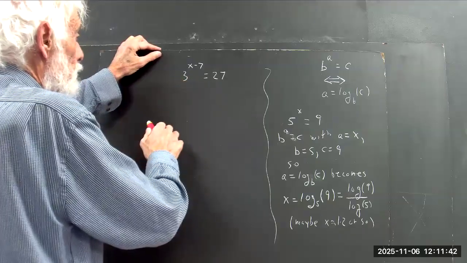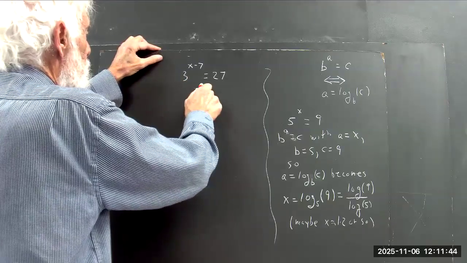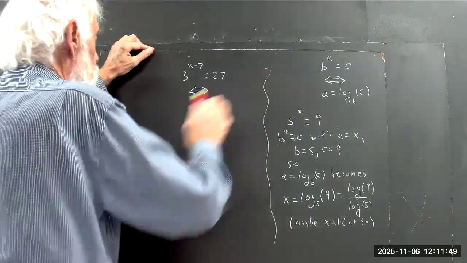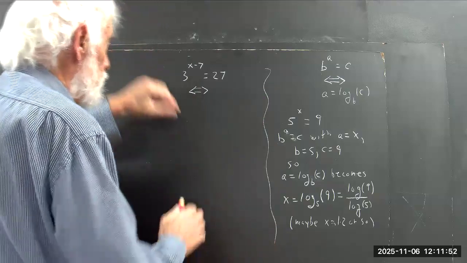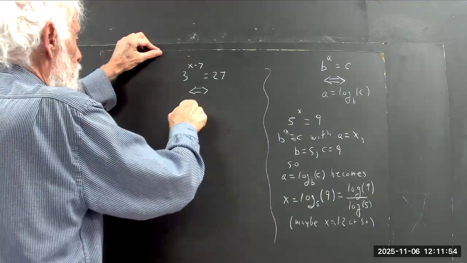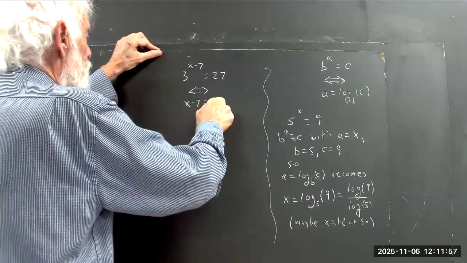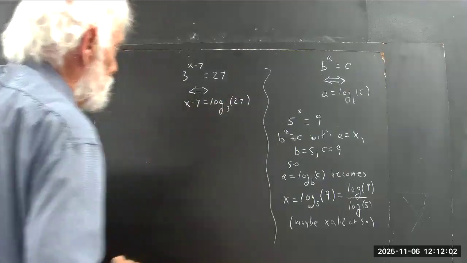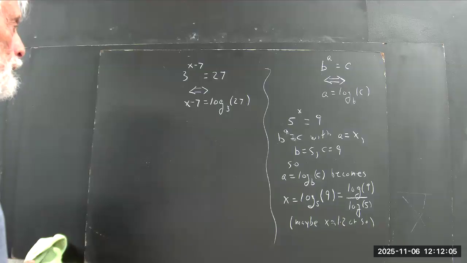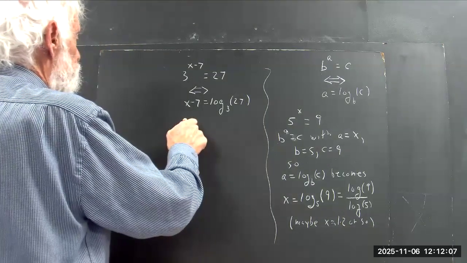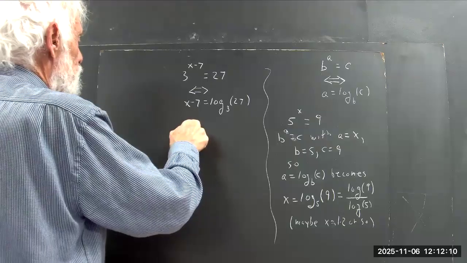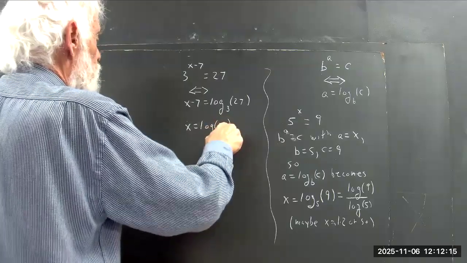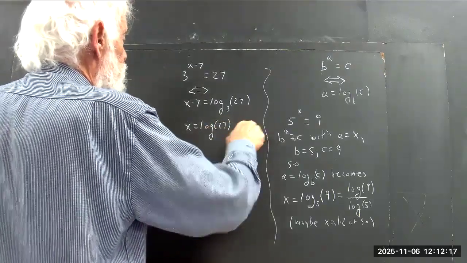Okay, so we write this out. This is true. If you just write out this equivalence, again, you should write out all the details, but it comes down to x minus 7 equals log base 3 of 27. So that x equals log base 3 of 27 plus 7.